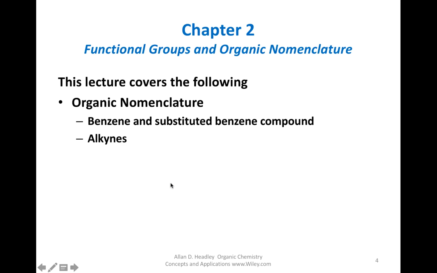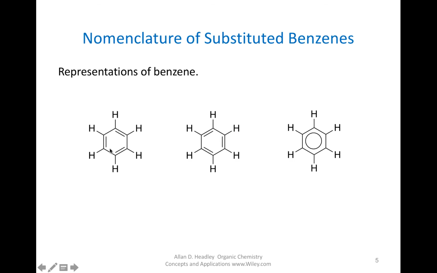Okay, so let's go into today's lecture. What we'll do here is we will cover the nomenclature of benzenes and substituted benzene compounds. And we'll also look at alkynes. That's a carbon-carbon triple bond. How do we name those compounds using the IUPAC naming system? Let's start with benzene.